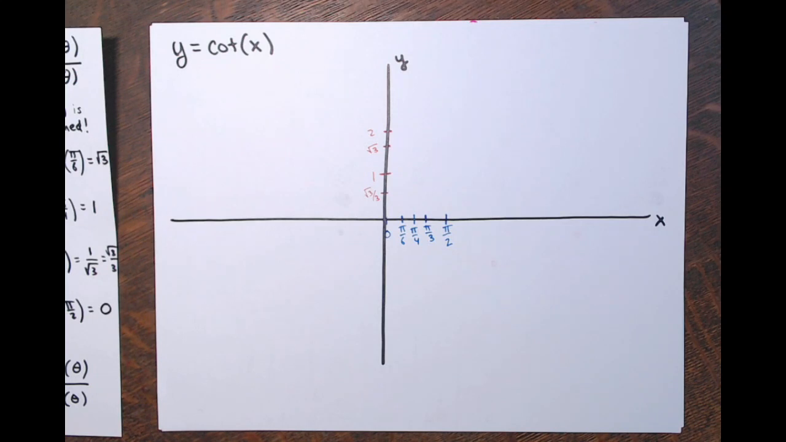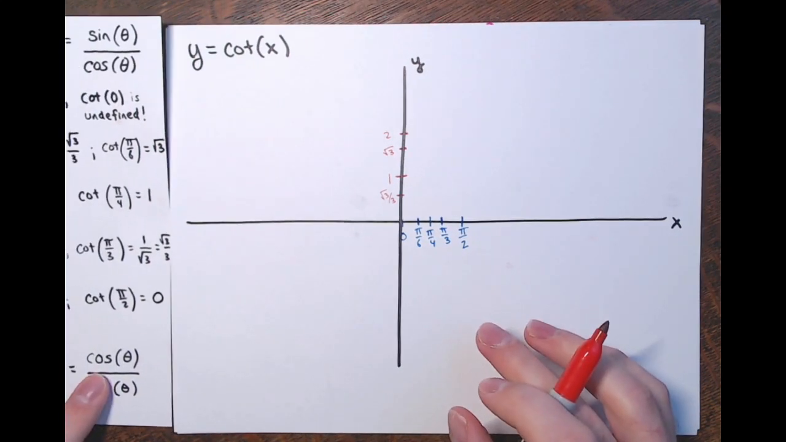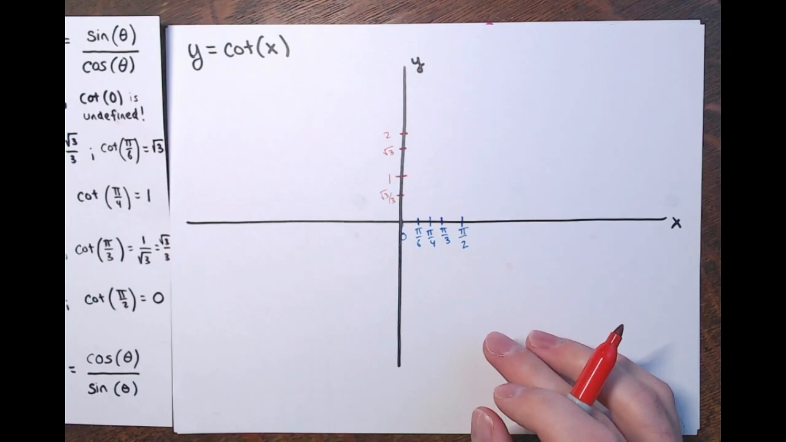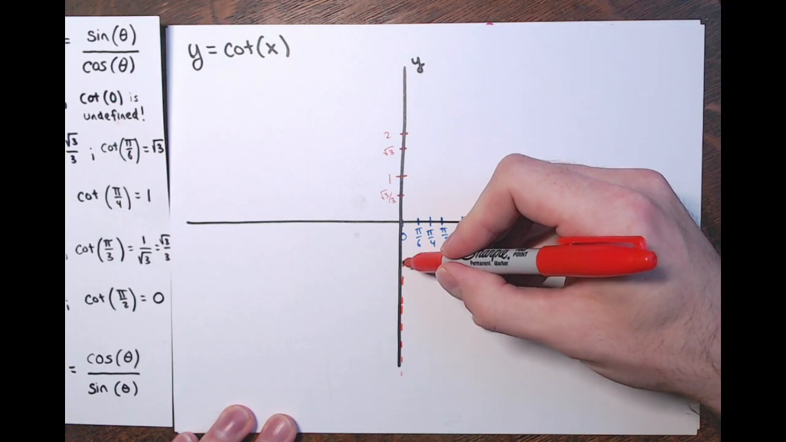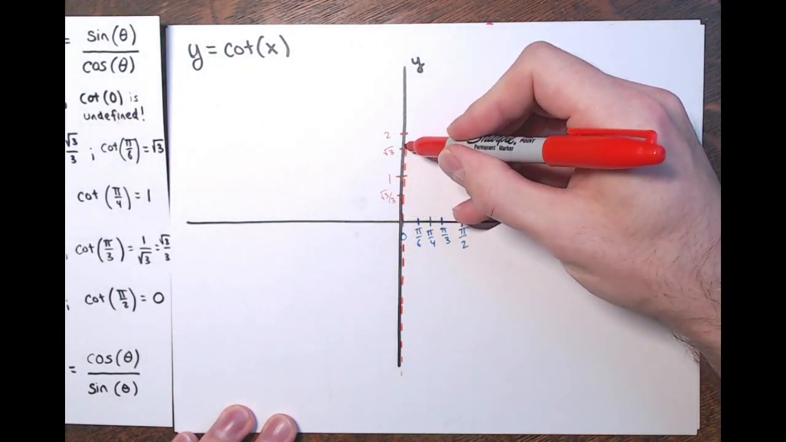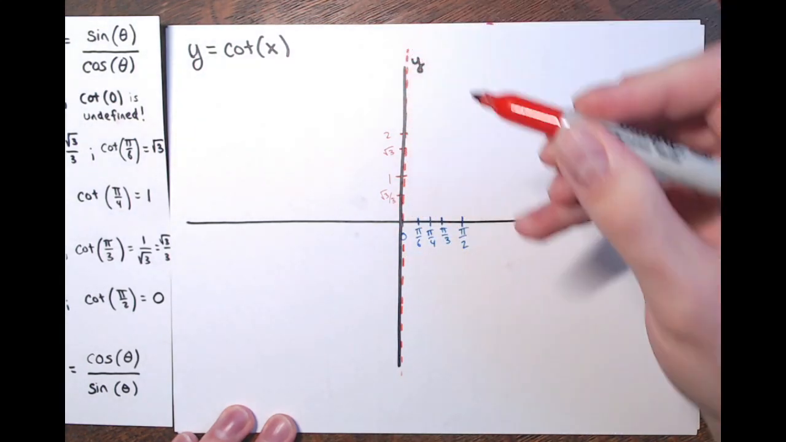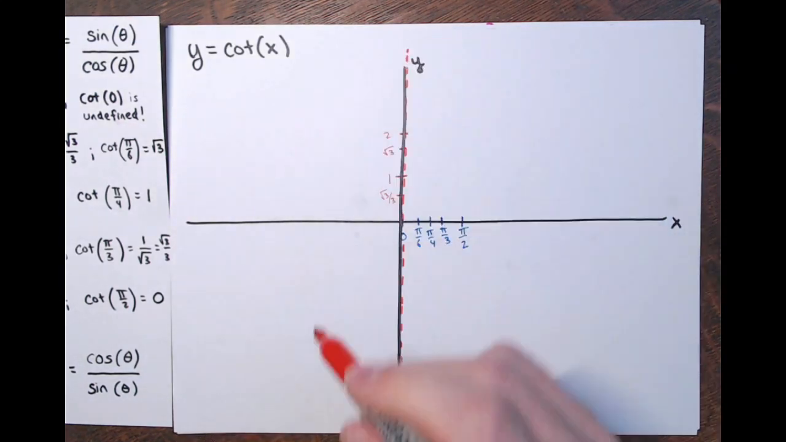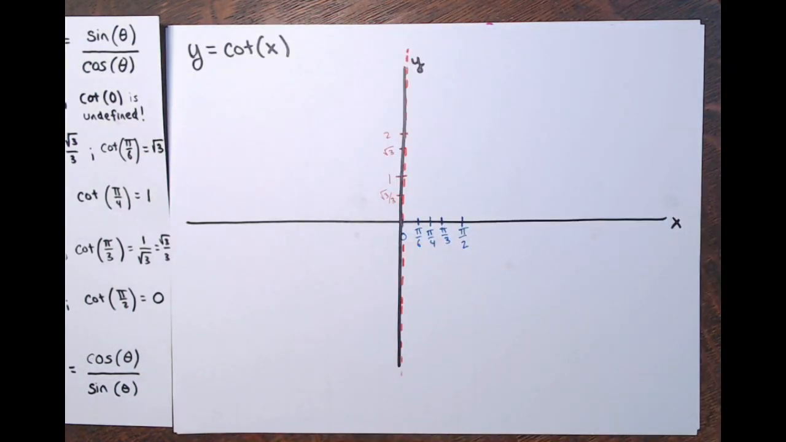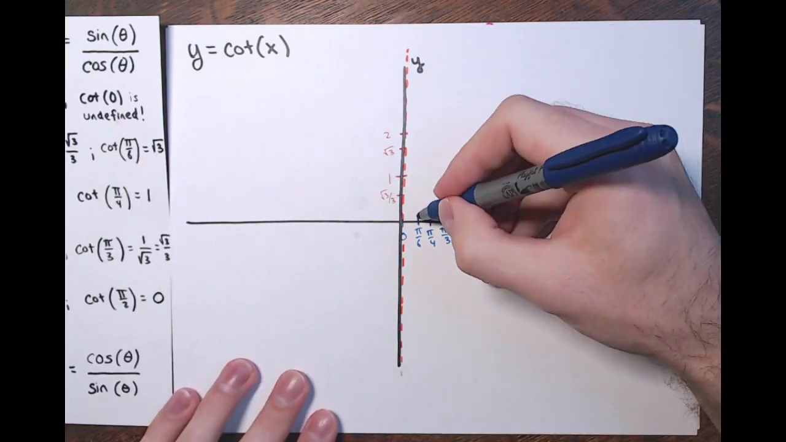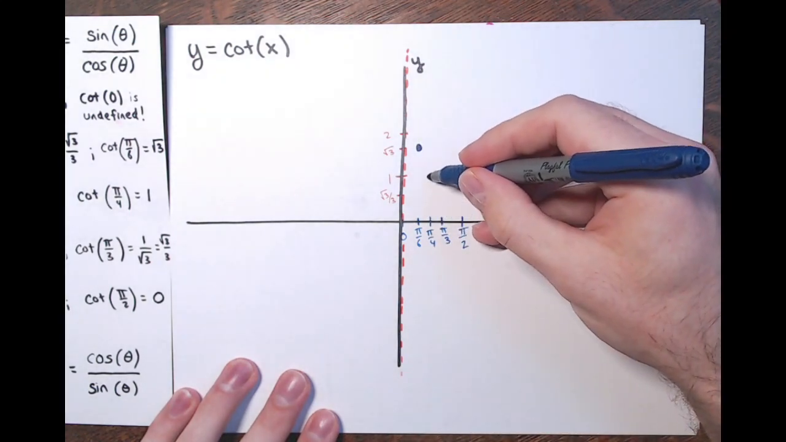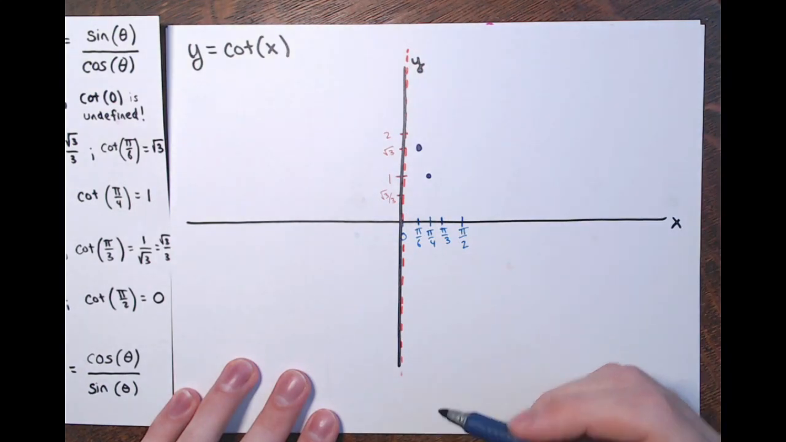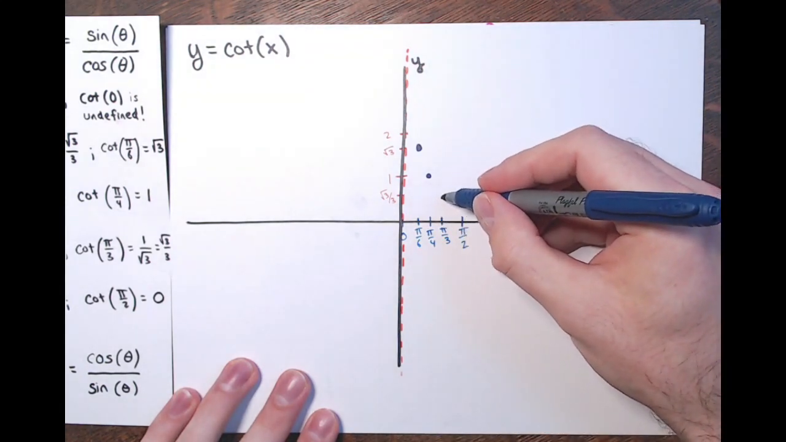Now, the cotangent, as we've seen on my previous page, the cotangent of 0 is undefined. So the y-axis, at x equals 0, is one of these vertical asymptotes. So I tried to put a little dotted line over the y-axis there. The cotangent of pi over 6 we saw was the square root of 3. The cotangent of pi over 4 was 1. The cotangent of pi over 3 was the square root of 3 divided by 3, and the cotangent of pi over 2 was 0.